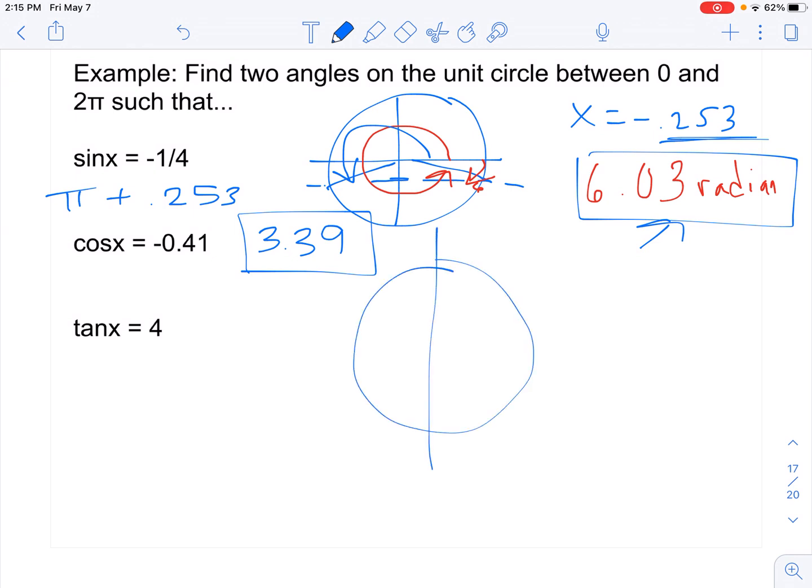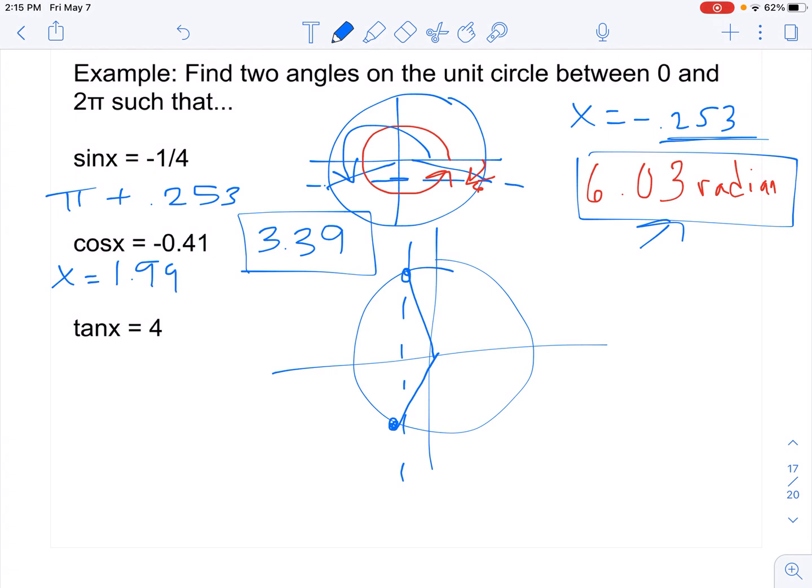Cosine is negative. The x is negative this time. Cosine would be negative in the second quadrant and in the third quadrant. So I'm going to do, on my calculator, inverse cosine of 0.41. 1.99 is an angle in the second quadrant.